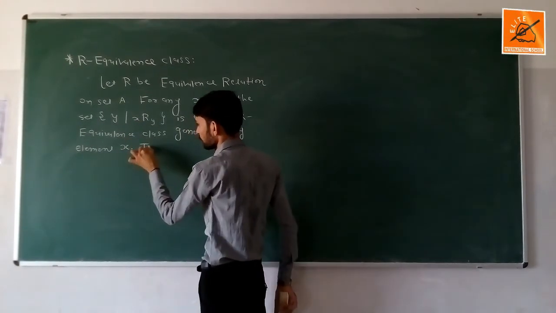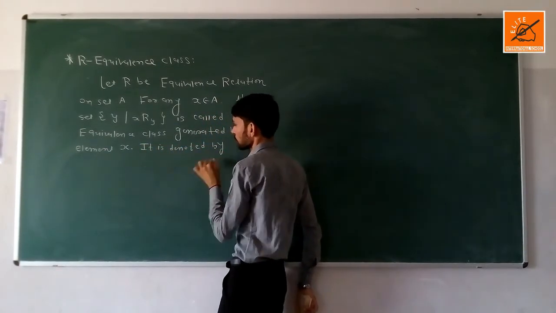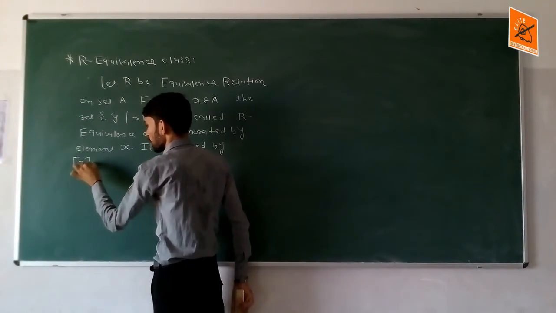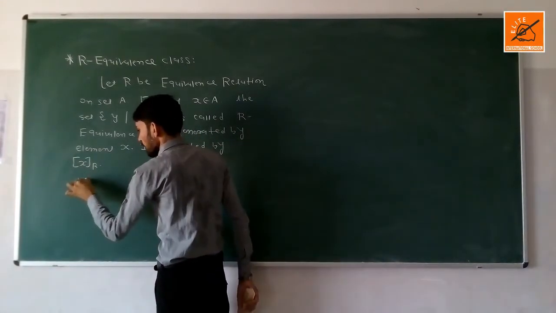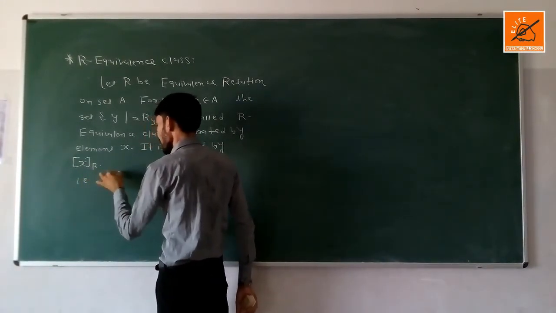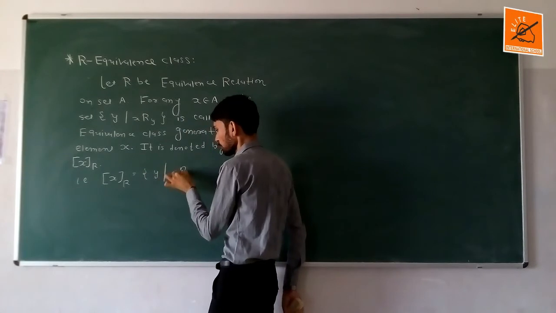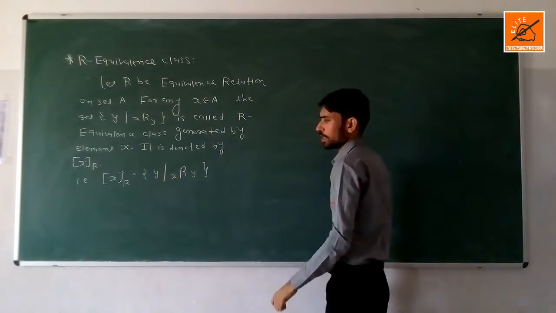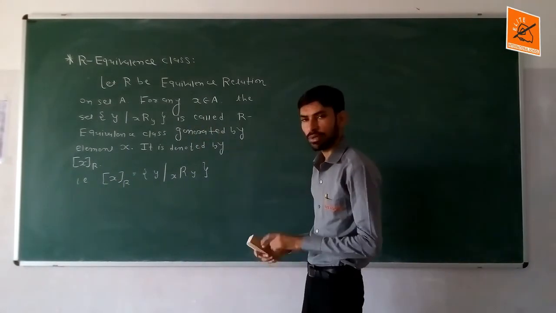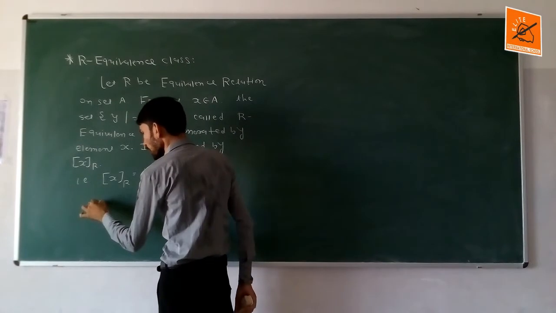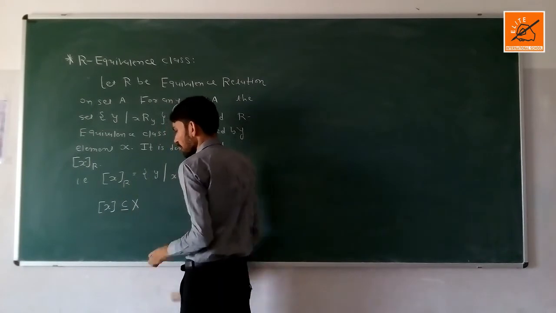It is denoted by the notation, close bracket x, and so finally we write the equivalence class of x, this is the equivalence class of x generated by element x. And now observe here, the equivalence class of x is always a subset of or equal to our set A.